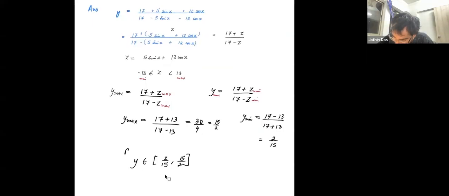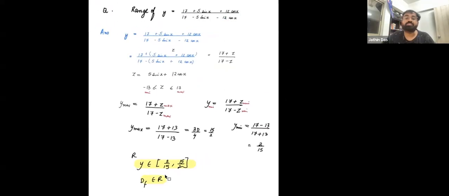So the denominator can never be 0, and this term can never be 17. Then I am safe. Then x is correct. What you said is correct. So this is the range and the domain is real. So you have to do this check.